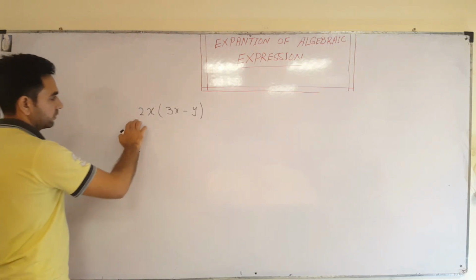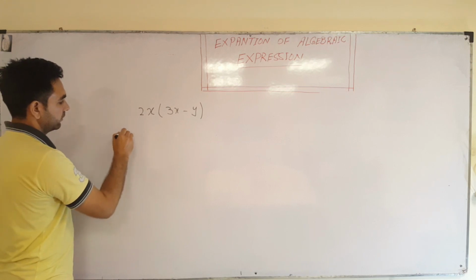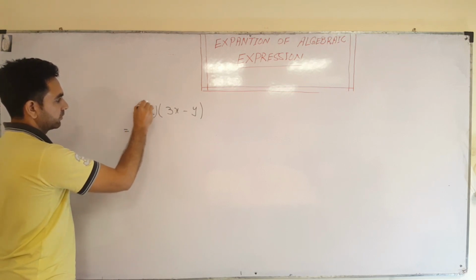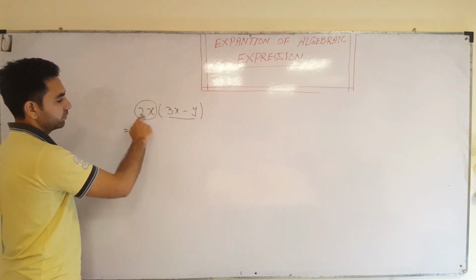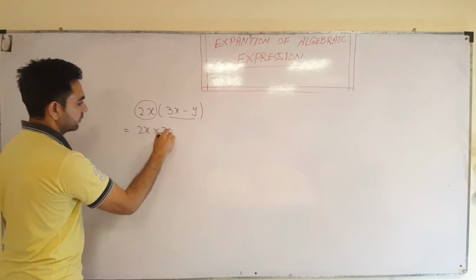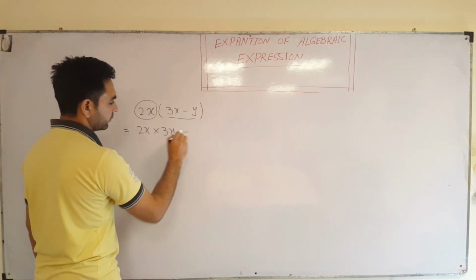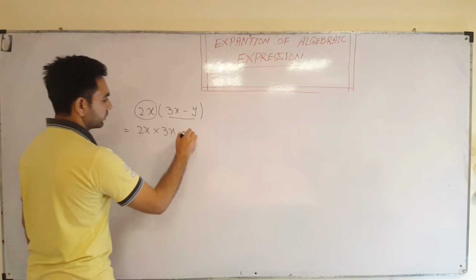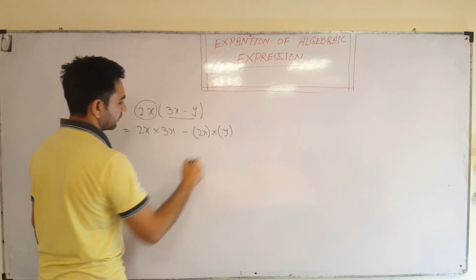Okay, let's solve another type of expression. You can see that this is one term and there is a term in the bracket. Again, this whole term 2x will multiply to 3x, 2x times 3x, and this 2x will multiply, and there is a negative sign, so you write down the negative. Then this is 2x times y.